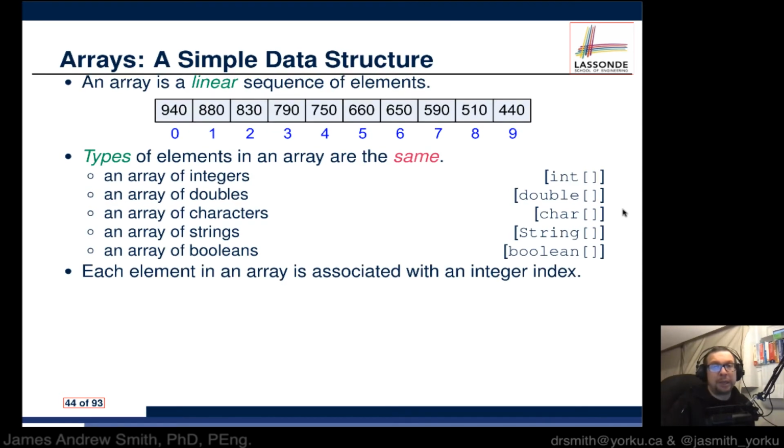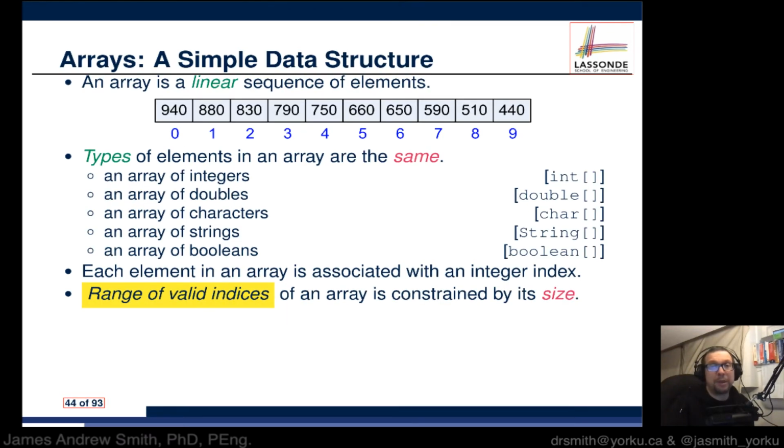Okay. Each element in an array is associated with an index. So I talked about indices, or an index here. Index 0, index 1, index 2, index 3, etc. And it's important to point out that in Java, like many other similar programming languages, the first index is always 0. So we start our count at 0. The range of valid indices for an array is constrained by the size. And the size is both the length and any other dimension that there are in the array.